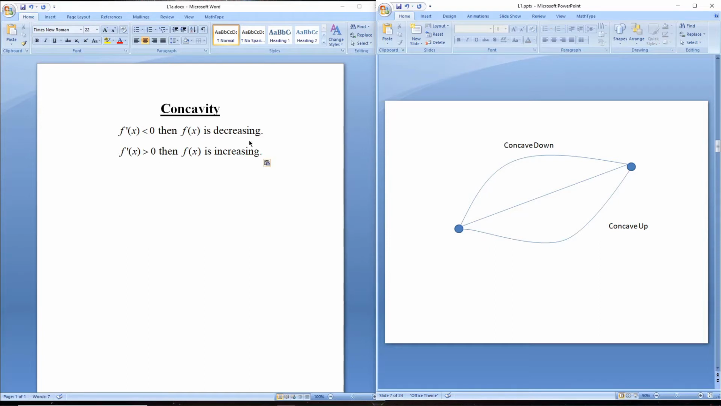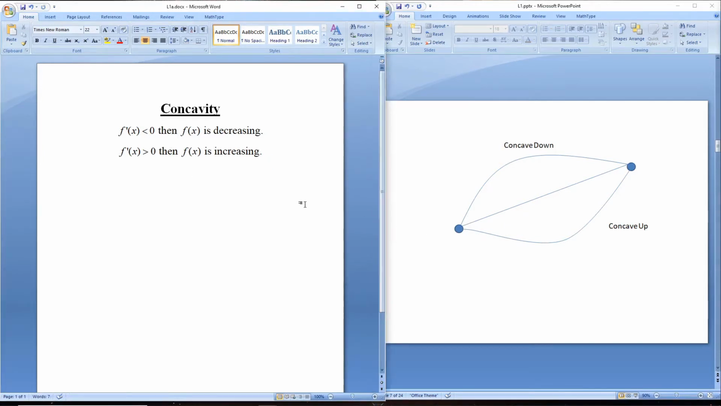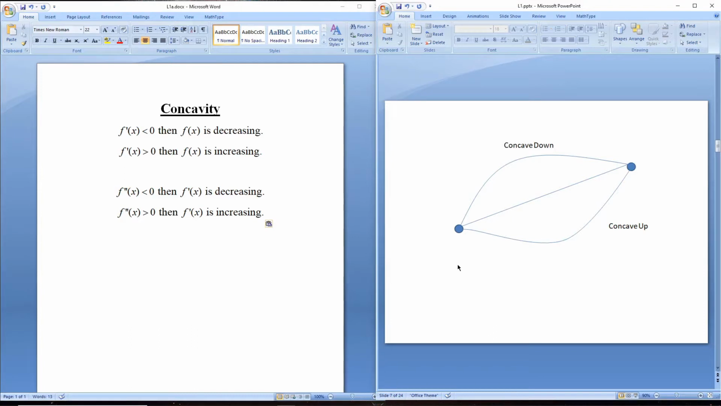And we can make this same statement with the second derivative. So the second derivative means taking the derivative twice, commonly called the second derivative. And I can make exactly the same statement, but with the second derivative compared to the first. So if the second derivative is less than 0, that means the derivative is decreasing. And if the second derivative is greater than 0, the derivative itself must be increasing. So what does that mean?